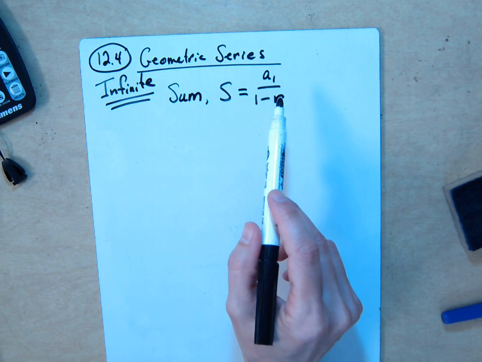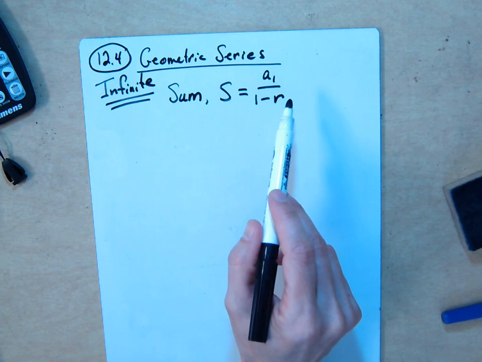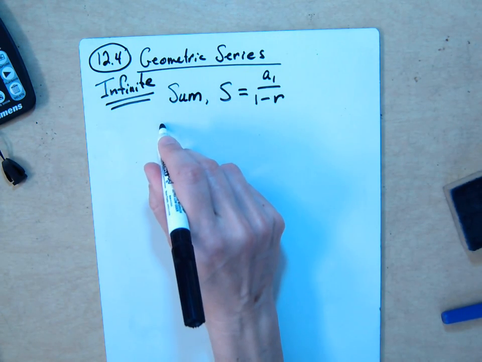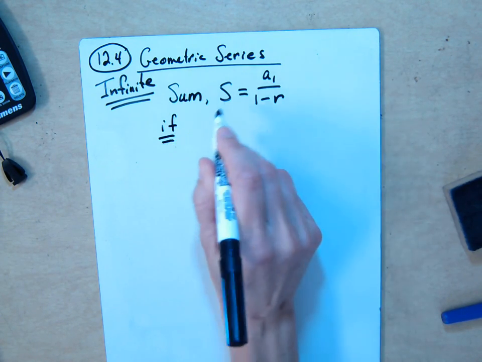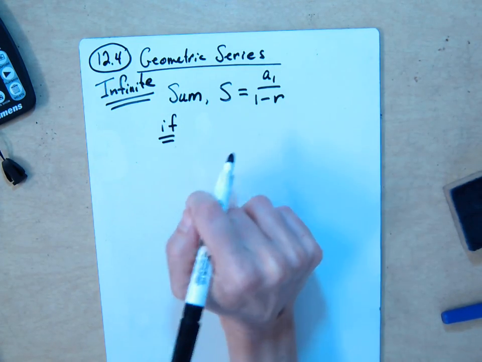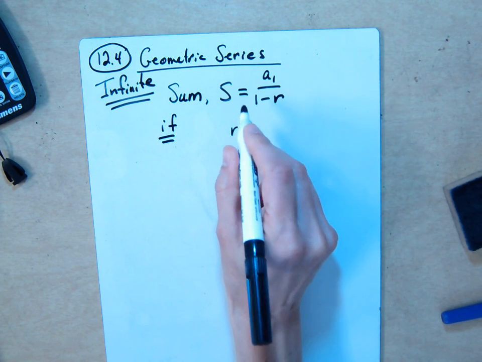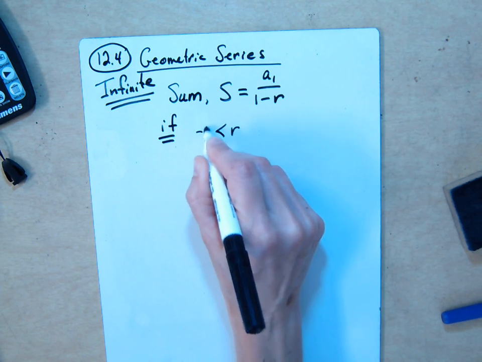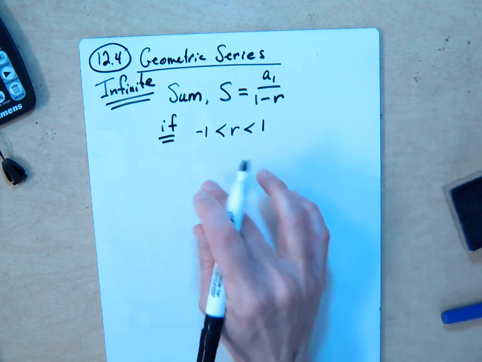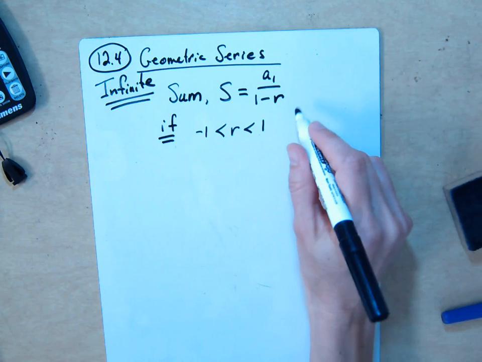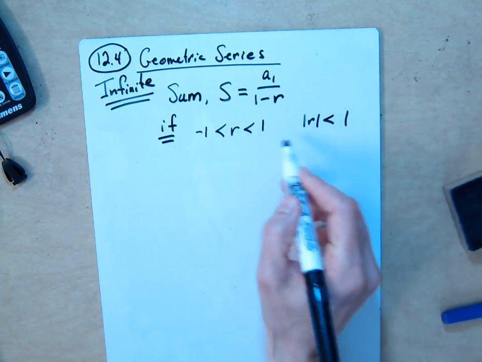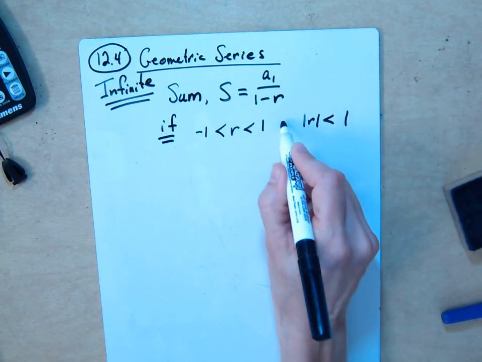Notice there's no n in this formula because n is infinite. This is the sum of the terms. Now, this only works if the ratio is, well, I'll write it this way. If the ratio is, basically, it needs to be between -1 and 1. Or another way of writing that is that the absolute value of r is less than 1. This is the same thing. These are equivalent.